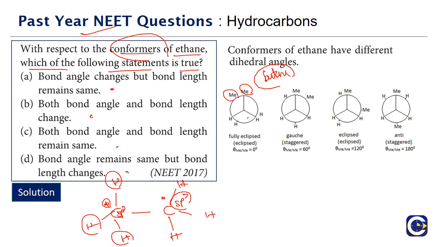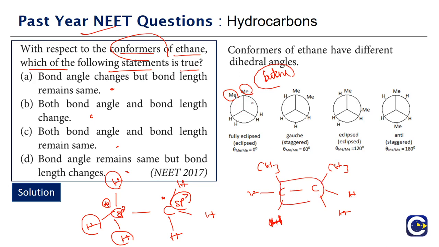For each of the carbons there is a methyl group and two hydrogens. We are looking at the conformational isomers of butane. These are the two carbons which you are viewing.